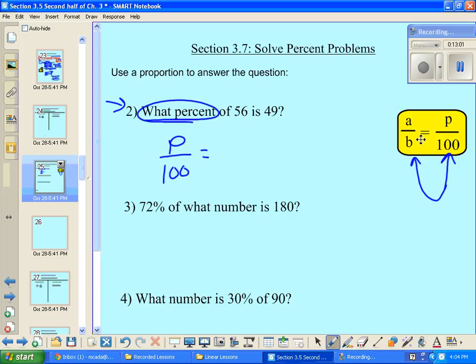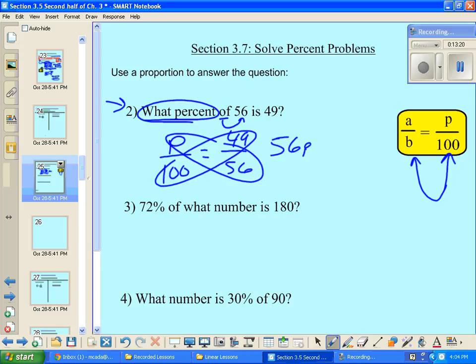So P over 100 equals, in this case, again, looking at my other hints, the word after of was the base. So in this case, after of is 56. So that's my number in the base. And on the top, I have 49. So 49 over 56 equals P over 100. Again, in one like this, I'd probably cross multiply. I'd get 56P equals 4,900. And again, this one, I would divide both sides by 56. So 4,900 divided by 56 gives me 87.5.